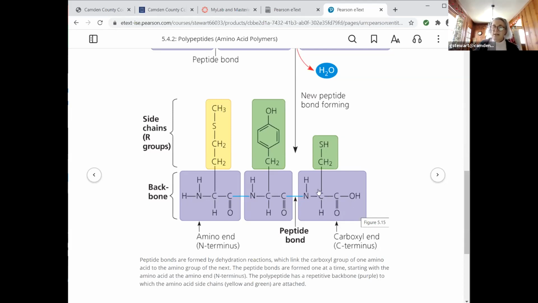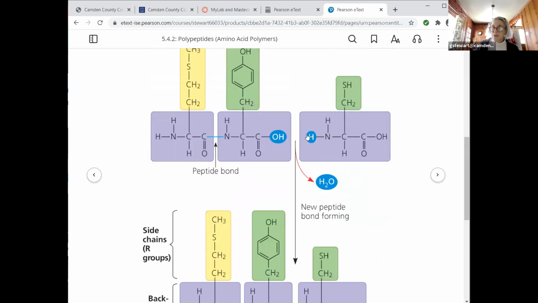To break these peptide bonds, if I'm digesting protein, for example, which we'll talk about in chapter 9 or 10, 9 I think, then I'm going to have to add water back to break this bond. And that's going to reconstitute the hydrogen on this amine group and give the hydroxyl group back to this ending amino acid. So notice that this last amino acid here, this single amino acid, still has its hydroxyl group because there's not another one being joined on yet. That's important.